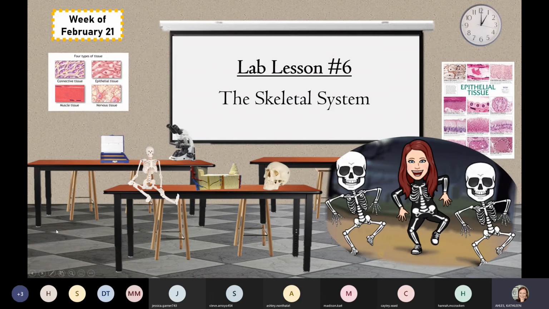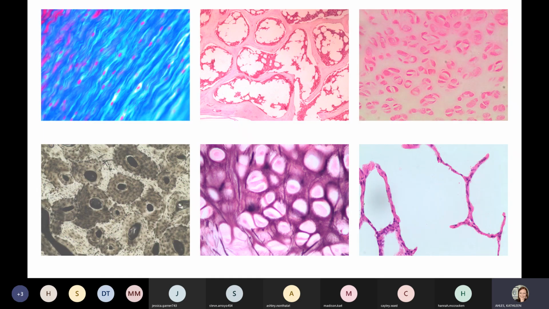Today we are talking about lab lesson number 6, which is about the skeletal system. To ease us into the skeletal system, let's do a little bit of tissue review because we have that lab exam next week. I've got 6 different kinds of tissue up here. Actually, here, let's put numbers on them so you don't have to type. So we're going to number them 1 through 6.